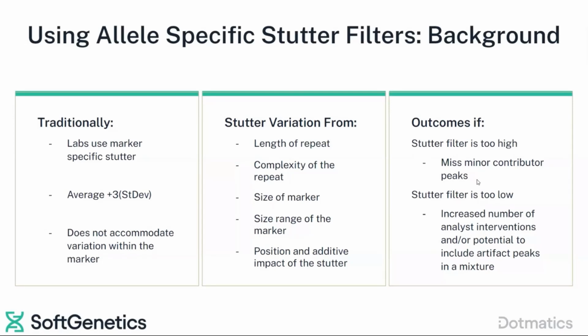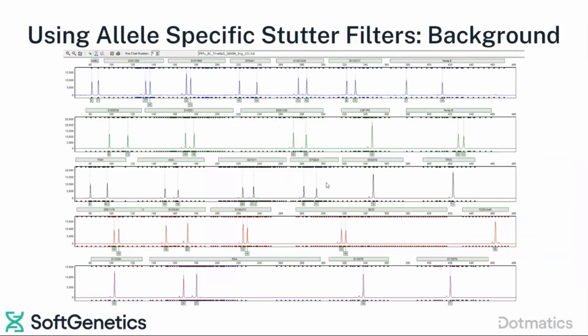And if the stutter filter is too low, it increases the number of analyst interventions or the potential to include an artifact peak into your mixture. So this is just background information. And this slide we included just because it shows a variety of stutter.